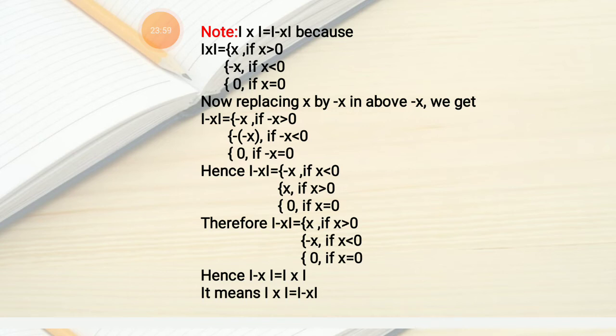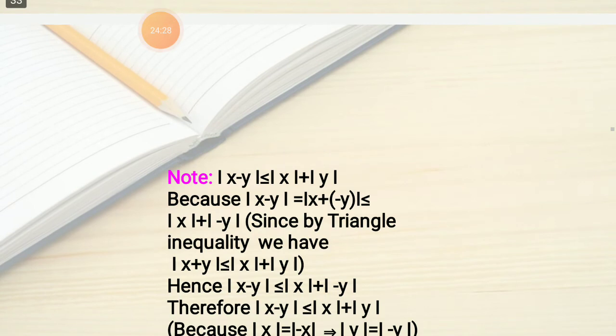So mod x and mod minus x both are the same here. Therefore mod minus x equal to mod x, therefore mod x equal to mod minus x. So modulus of x is modulus of minus x. Actually mod x is taken as the distance of x from 0. So distance of x from 0 and distance of minus x from 0 both are the same. So in that situation also mod x is equal to mod minus x.